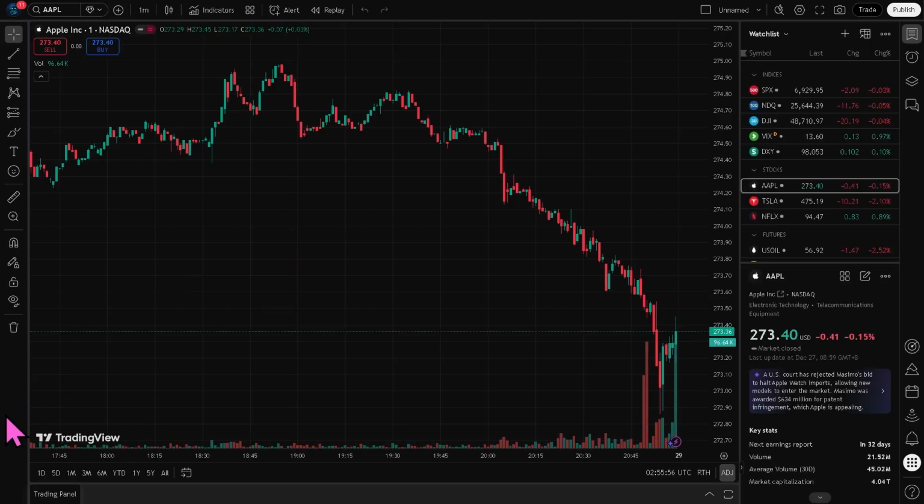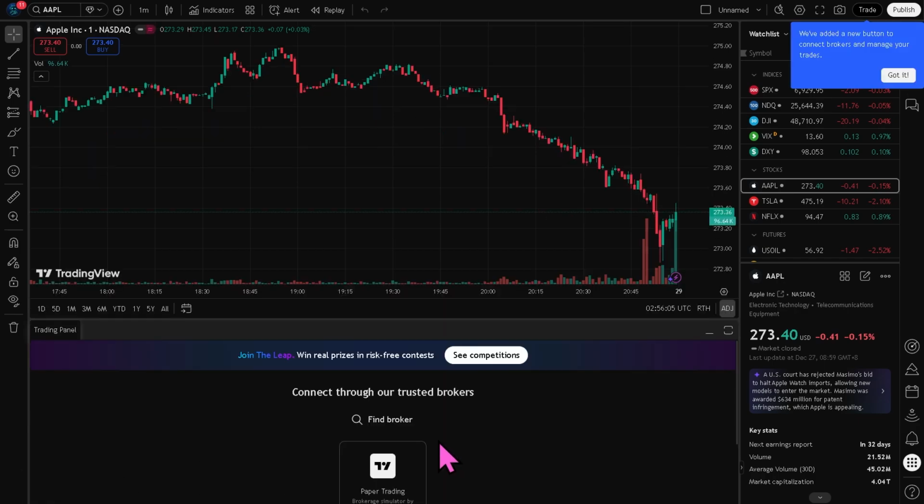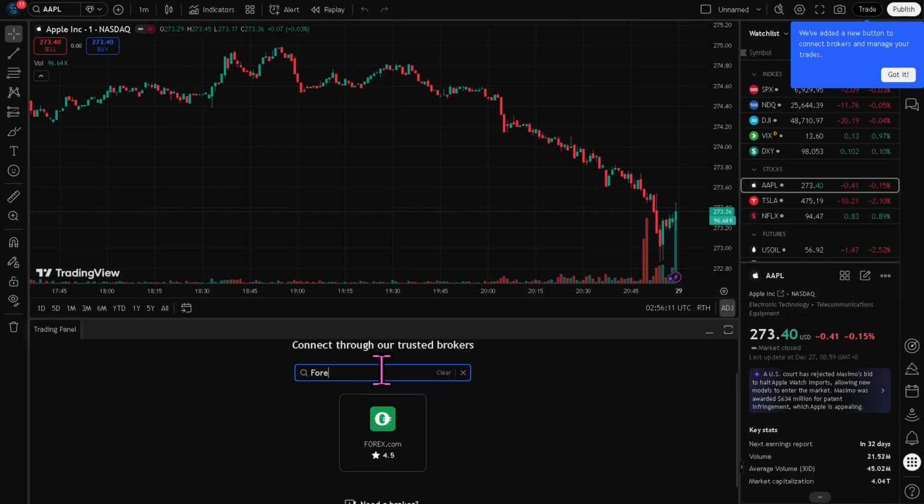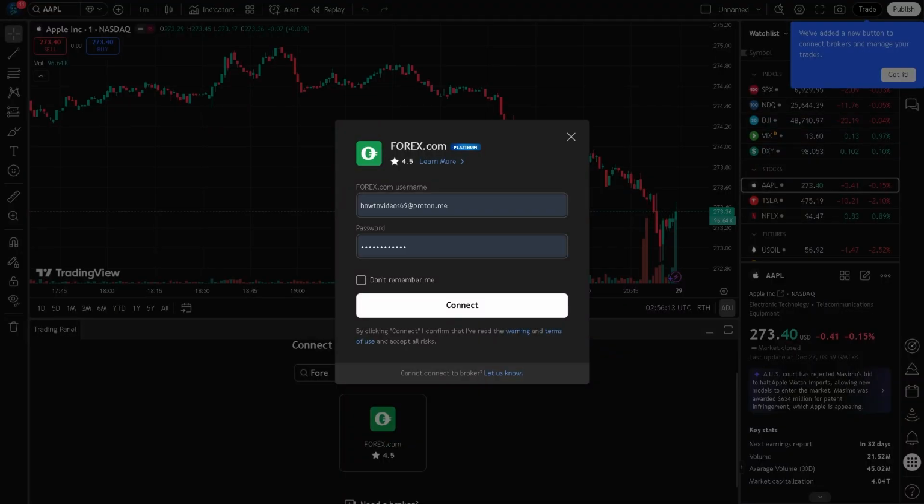You want to make sure that the trading panel is enabled. Hover down to the bottom left corner to see that it's toggled on. Here, you need to connect through the trusted broker by clicking the search button and finding, of course, Forex.com. Click on it.